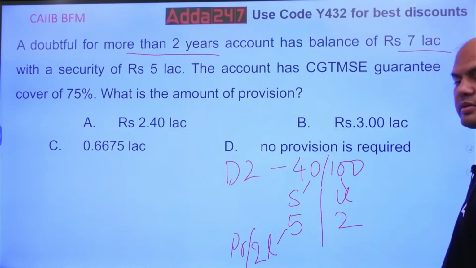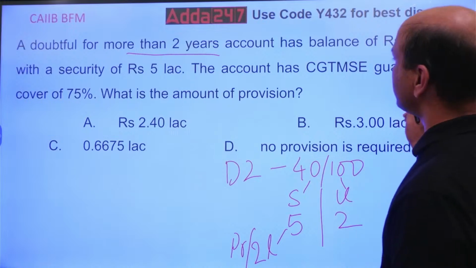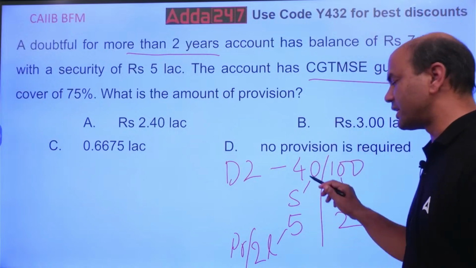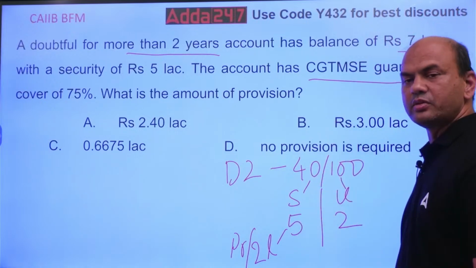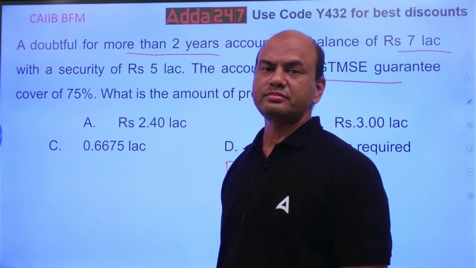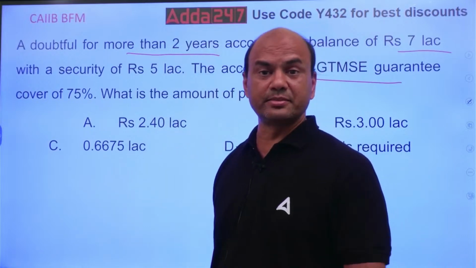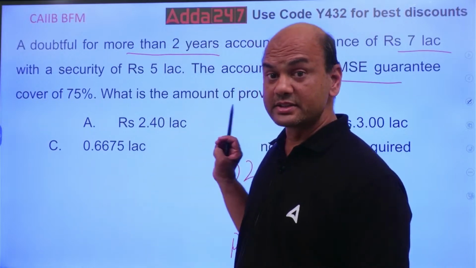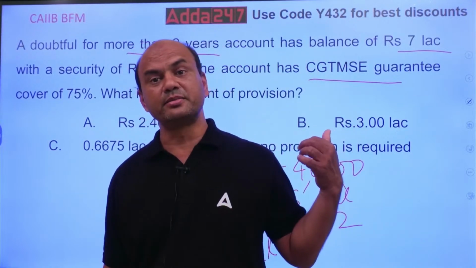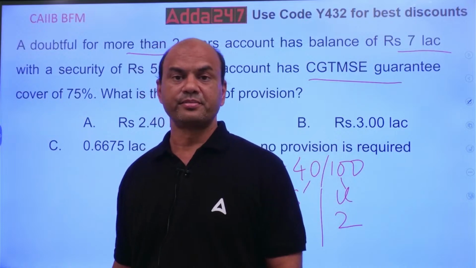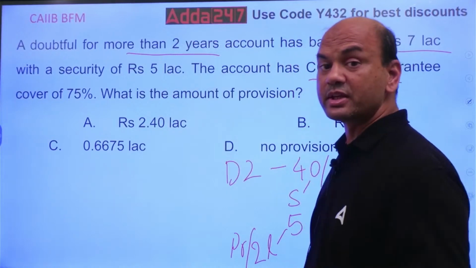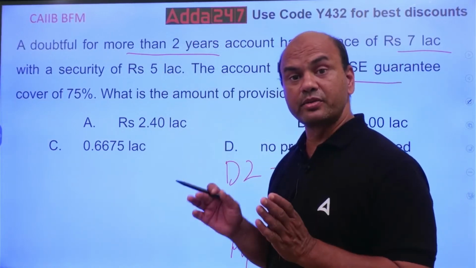What about the unsecured part? See here, 75% is CGTMSE cover. Now, this cover will not be applicable to the secured part. Kindly note, this is as good as simple insurance. It's a central government scheme for MSMEs. This is the same scheme which covers Mudra loans also, CGTMSE. So this is not applicable to the secured part. It is applicable to the unsecured part.